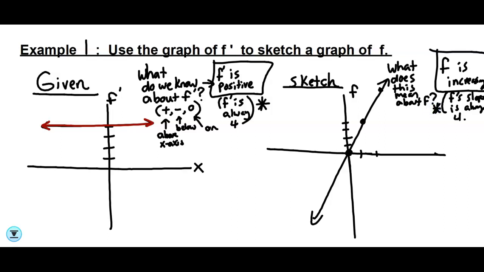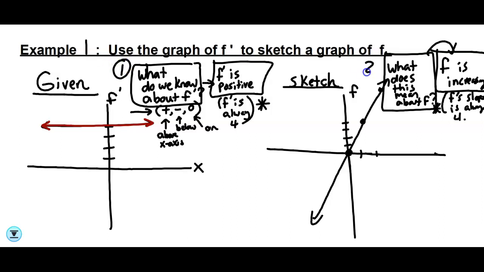Okay? So now I want you guys to notice how I did this. The first thing I did was ask, what do we know about f prime? And the question is, is it positive, negative, or 0? In other words, above, below, or on the x-axis. The next thing I do is ask, therefore, what does that tell us about f? And we had that little chart at the beginning of class to answer that. And from there, you make your sketch. So, 3-step process. 1, 2, 3.